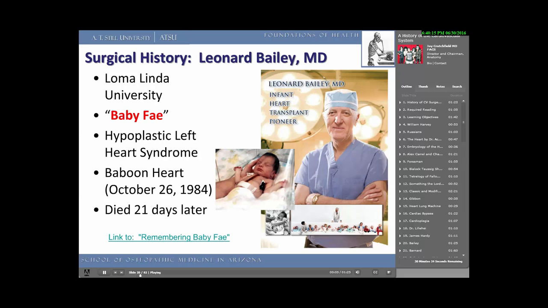So 21 years later at Loma Linda University, Dr. Leonard Bailey tried it again. This time he used a baboon's heart instead of a chimpanzee's and put it into a newborn baby, nicknamed Baby Faye, who suffered from hypoplastic left heart syndrome. Basically, the left heart doesn't form. This baby died 21 days later, and we did make use of some of the better immunosuppressive drugs that existed then, like cyclosporine, to help our patients survive rejection episodes.